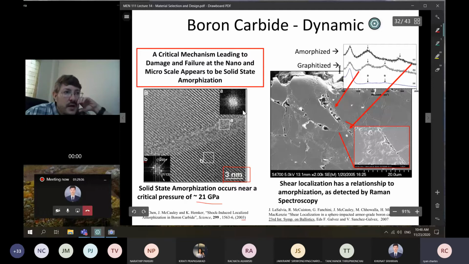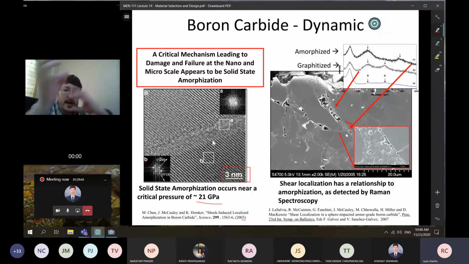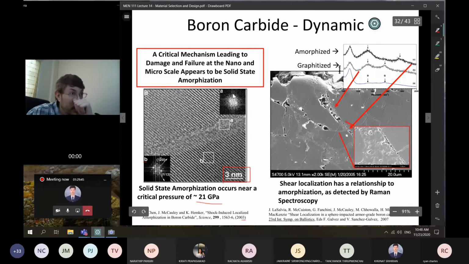This mush here, this is amorphous. The boron and carbon, now they're randomly arranged. It's glassy. A, this is also a diffraction pattern. This says it's amorphous. It's glassy. So this was a new mechanism, right?